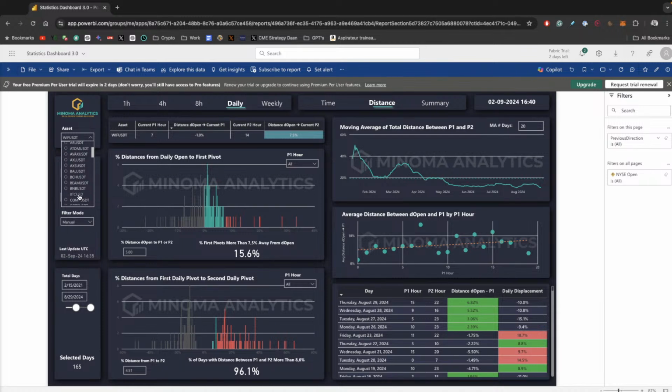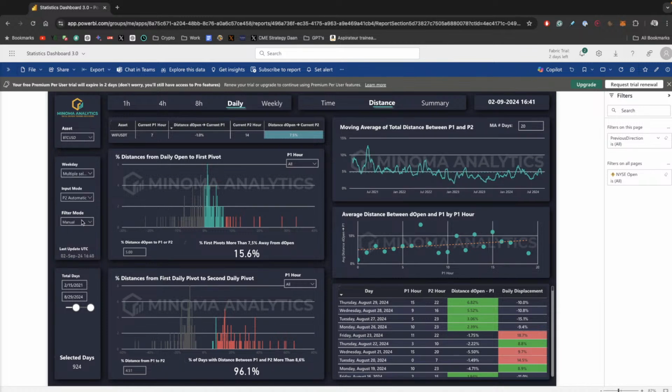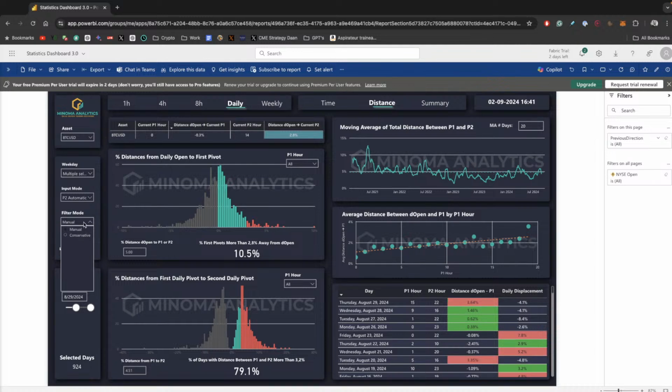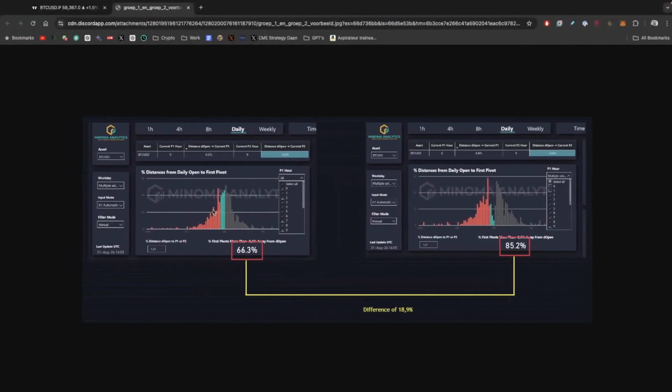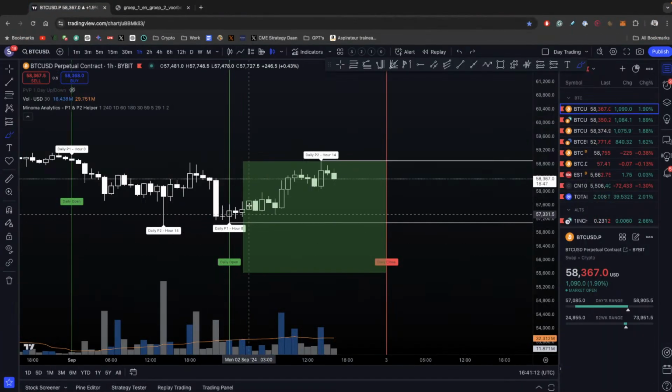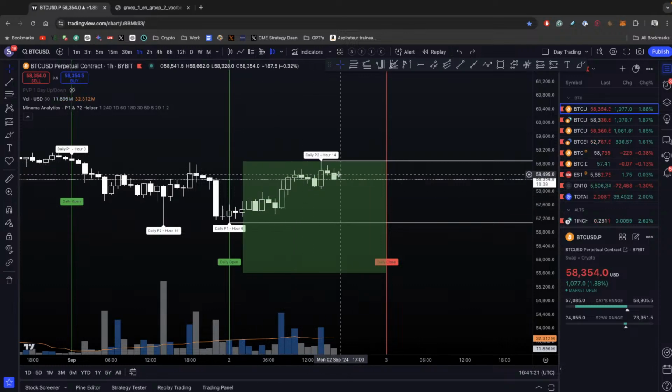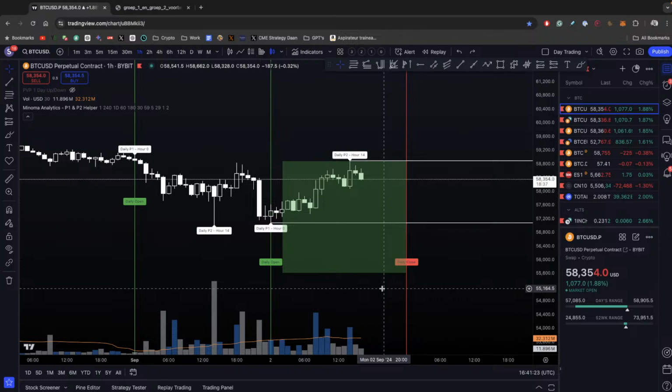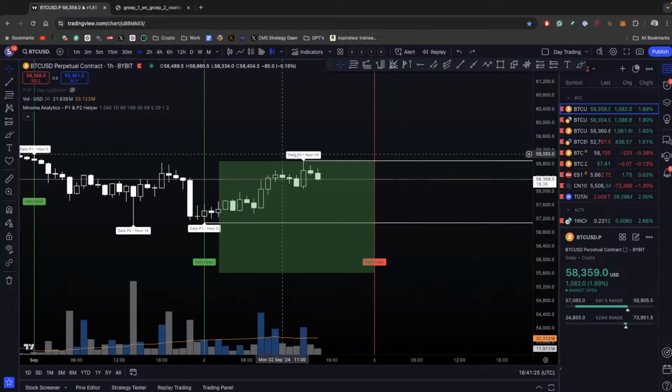If you use conservative filter mode, what you are looking at is not simply the question, where does P1 usually get put in? You're not looking at where P1 usually gets in. You're looking at where P1 usually gets in if the P1 is after hour 1. That is the difference in what you're doing.